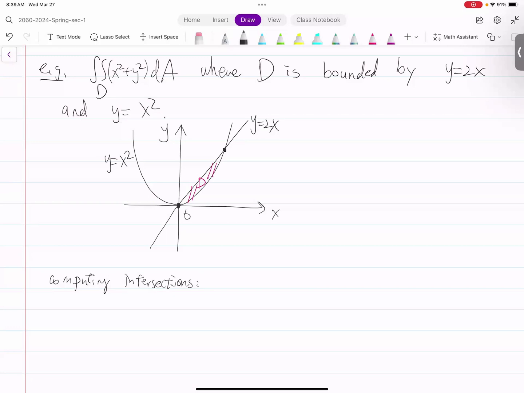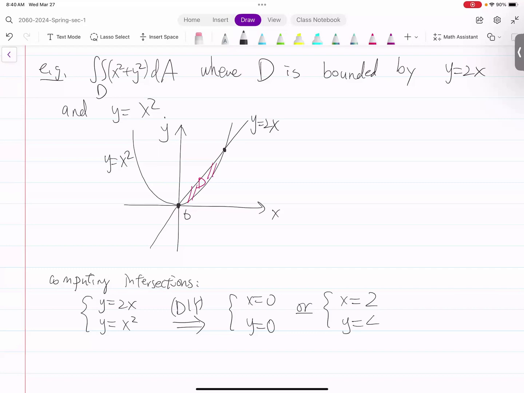So basically, we need to set the two equations to be satisfied at the same time. Once again, you can do the substitution rule by substituting y, and then you will get a quadratic equation in terms of x. There will be two solutions where x is 0 or x is 2. And y is defined in terms of x squared or just 2x. So either way, you will get y equal to 0 or y equal to 4, respectively.